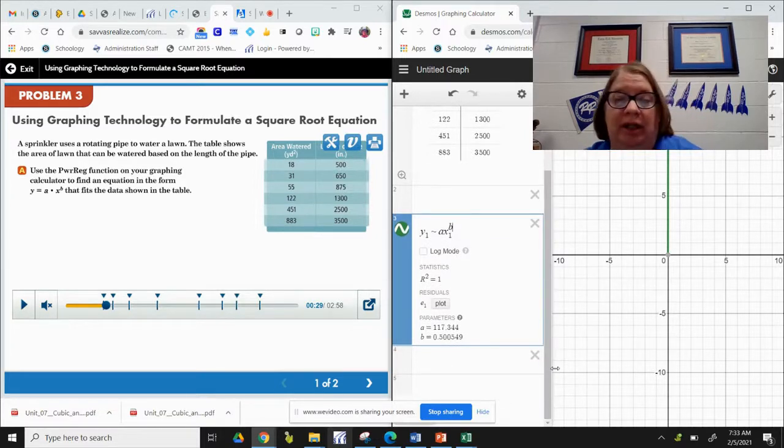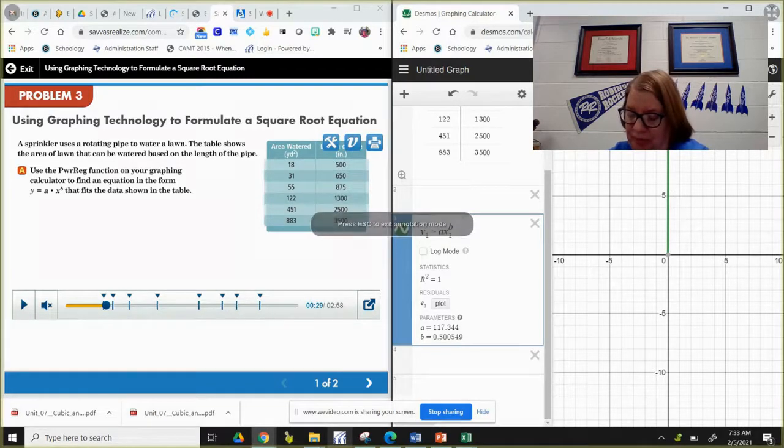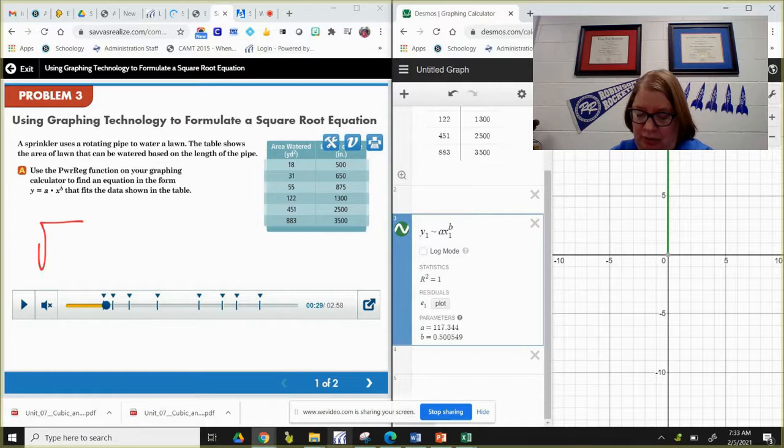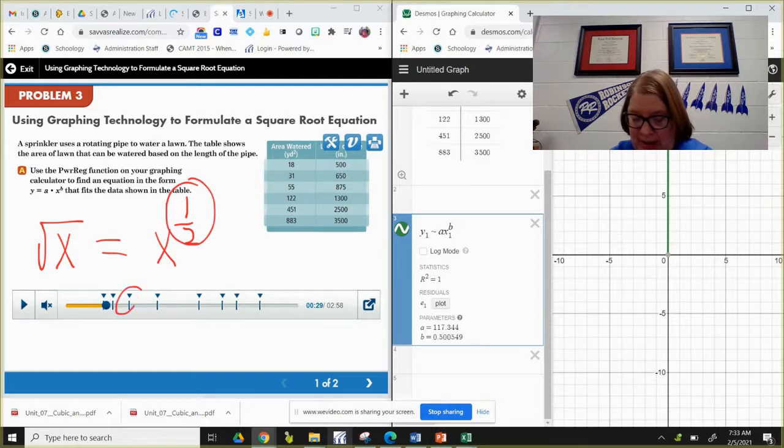Okay, here's what that gives me. See the a and the b? It says a is 117.344, b is 0.5. Do you remember a few minutes ago we said that the square root of x is the same thing as x to the 1/2 power? This was our b. We did a times x to the power of b. So if b is 1/2, look at this b. Is that 1/2? It is. So we know we're on the right track.